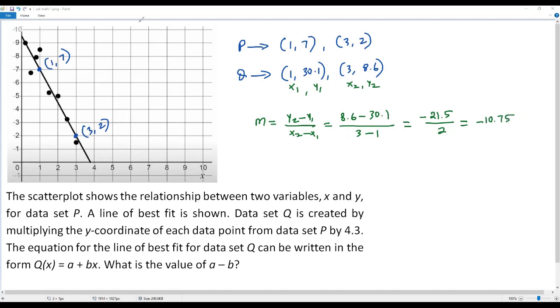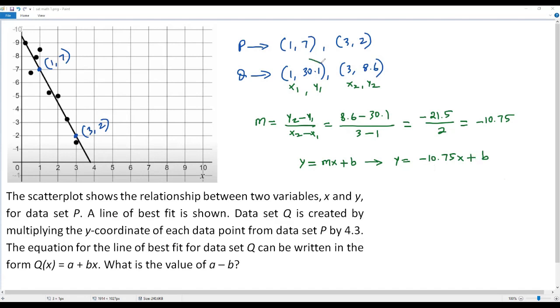Okay, here I got the slope of the line of best fit for the data set Q. Okay, now let me write the equation of line of best fit for data set Q in slope intercept form. That is y equals mx positive b. Here m represents the slope. Already we got the value of m, that is negative 10.75. Let me plug in this value for m over here. Then I'm getting y equals negative 10.75x positive b. Okay, here we have to find the value of b, which represents the y coordinate at the y-intercept.